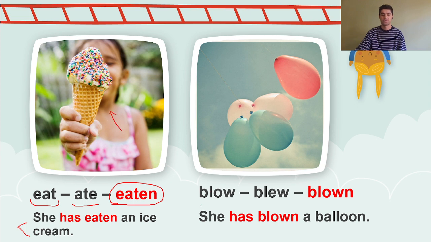Next verb is blow, blew, blown. Of course, we use the third form of the irregular verb, which is blown. And the example sentence is this. She has blown a balloon.